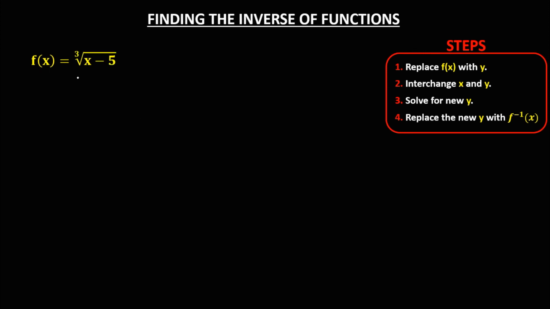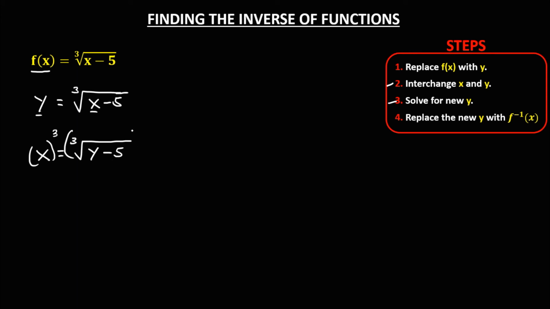Then for this given, for the cube root of a function, first we need to replace f of x with y, then equals the cube root of x minus 5. Then interchange x and y, so this y becomes x equals the cube root, this x becomes y, then minus 5. And to solve for y, we need to omit this cube root by cubing both sides, so to the power 3. So this becomes x to the power 3 equals, so we can omit now this cube root, that's y minus 5.